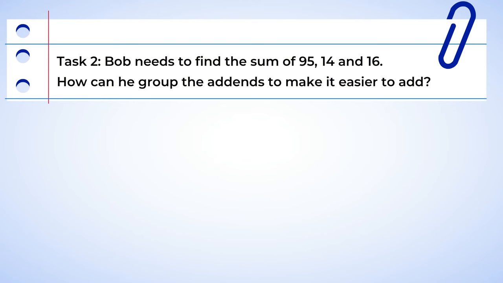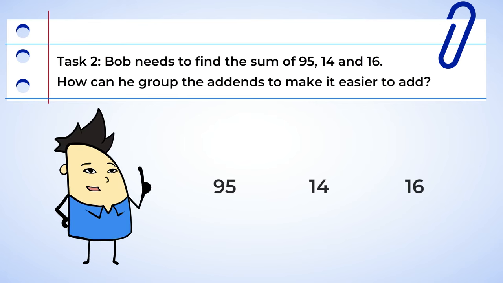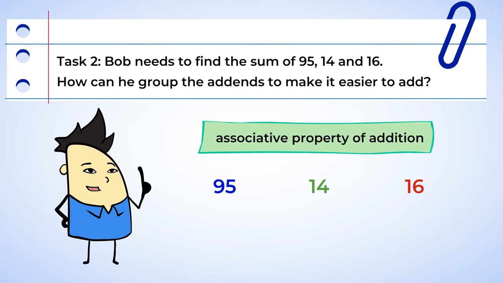Moving on, task number 2. It's a word problem, so read it carefully. Bob needs to find the sum of 95, 14, and 16. How can he group the add-ins to make it easier to add? Look at the add-ins first. 95, 14, and 16. Bob can regroup them, which means he'll take advantage of the associative property of addition. Why does he need to do that? To make the calculations easier.